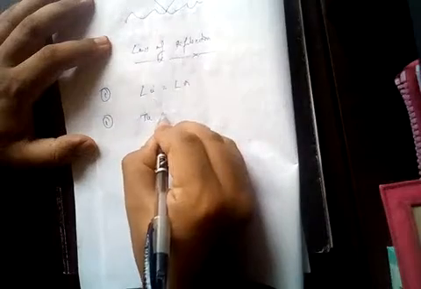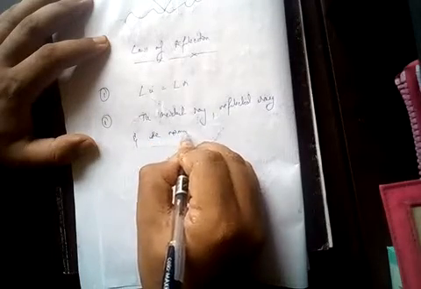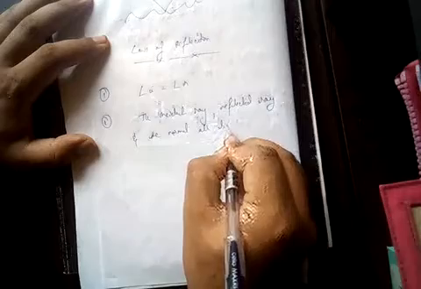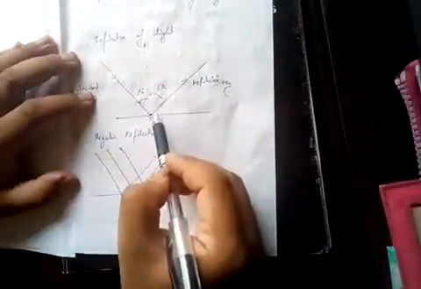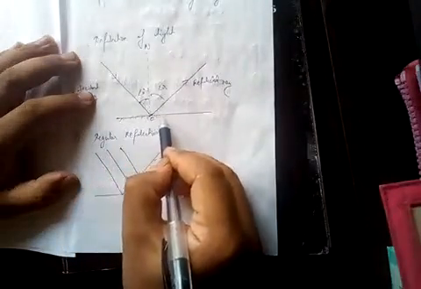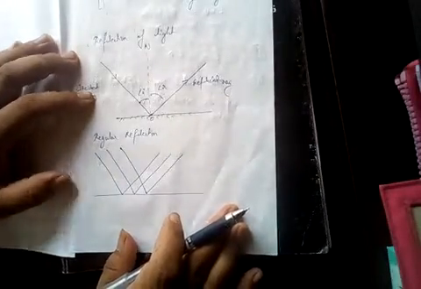And the second law is the incident ray, reflected ray and the normal all lie in the same plane. So we'll be referring to the diagram again. The incident ray, the reflected ray and the normal, they all lie in the same plane. So this is the second law of reflection.